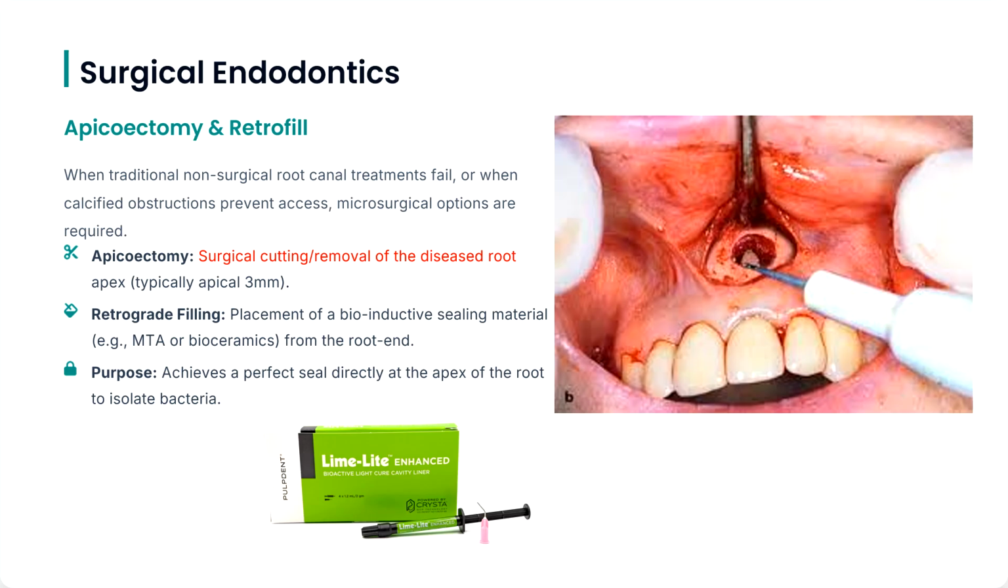So an apicoectomy. Ecto means taking out part of something. Otomy means taking out the entire thing, making a hole in something. So apexectomy, taking out part of the apex of the tooth. That's where the word comes from, apicoectomy. Taking out part of the apex. And then retrofill, meaning you're going in with this material and you're filling up the root, okay?